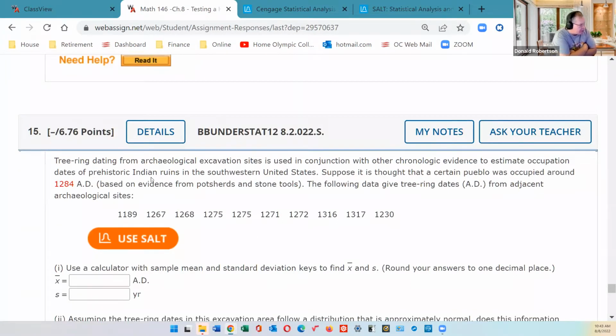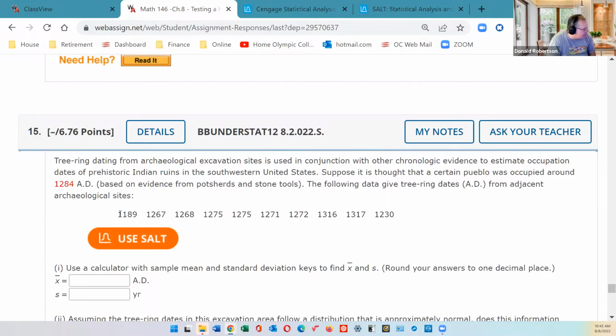Tree ring dating from archaeological excavation sites is used in conjunction with other evidence to try and figure out how old a site is, right? So you dig up a site and you find evidence that people lived there, and you're trying to figure, well, when was this little village being used? And you can use tree data. I think if you're using tree ring data, don't you have to have pretty big lumps of wood? If you build your house with a big, it's not a tree branch, what do you call it? A tree stump, you've got enough to see rings. So that's one way you could do it.